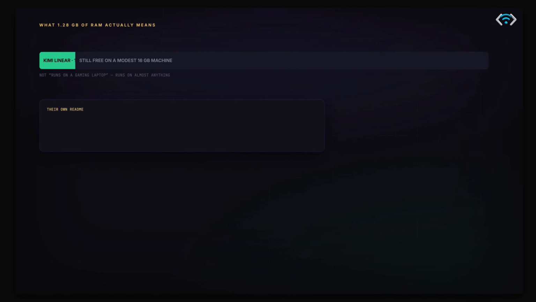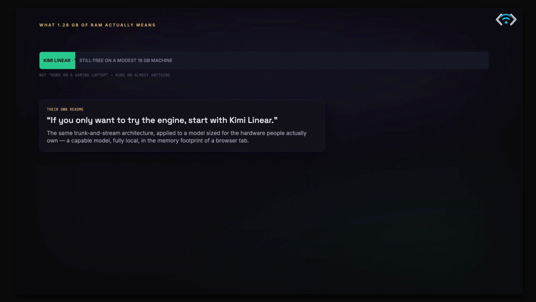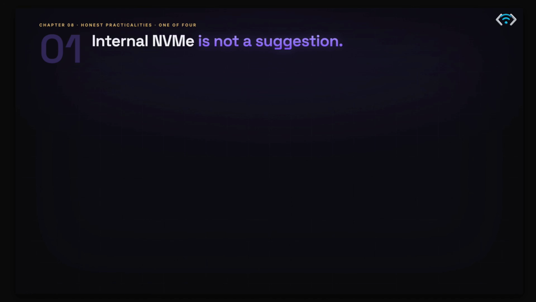And notice what 1.28 gigabytes of RAM means. That's not runs on a gaming laptop, that's runs on almost anything, with 15 gigabytes left over on even a modest machine. The same trunk and stream architecture, applied to a model sized for the hardware people actually own, stops being a demonstration and becomes a tool. A capable model, fully local, in the memory footprint of a web browser tab. The 2.78 trillion parameter number is why this project got famous. The 48 billion parameter row is why you might actually install it.